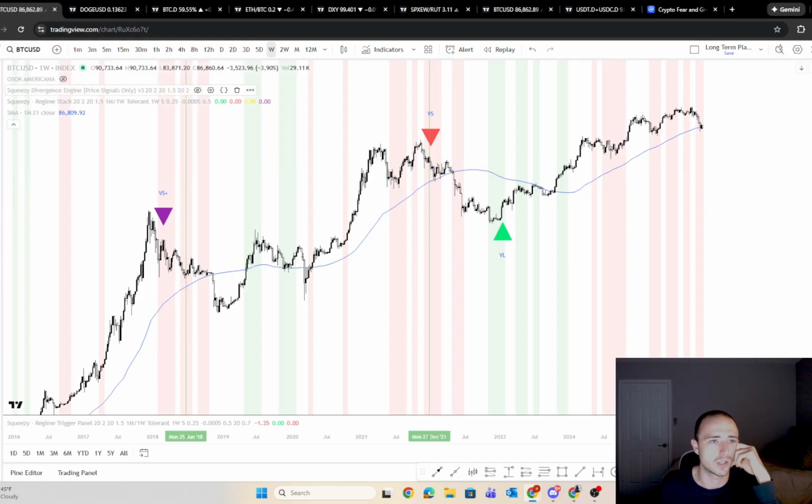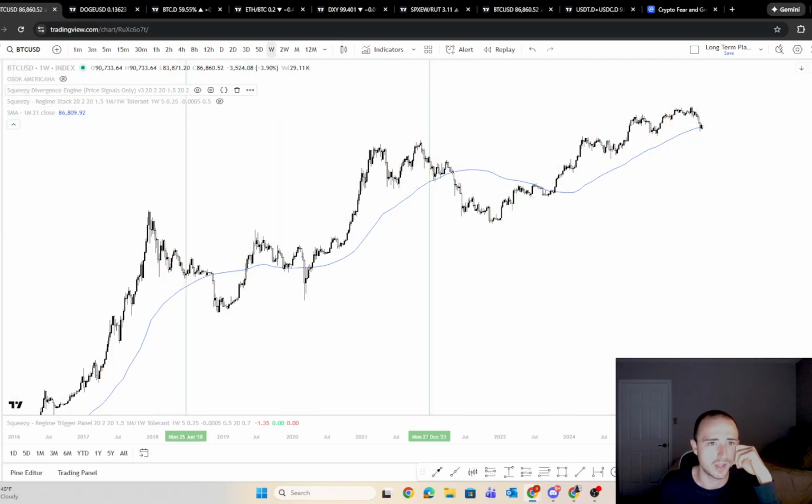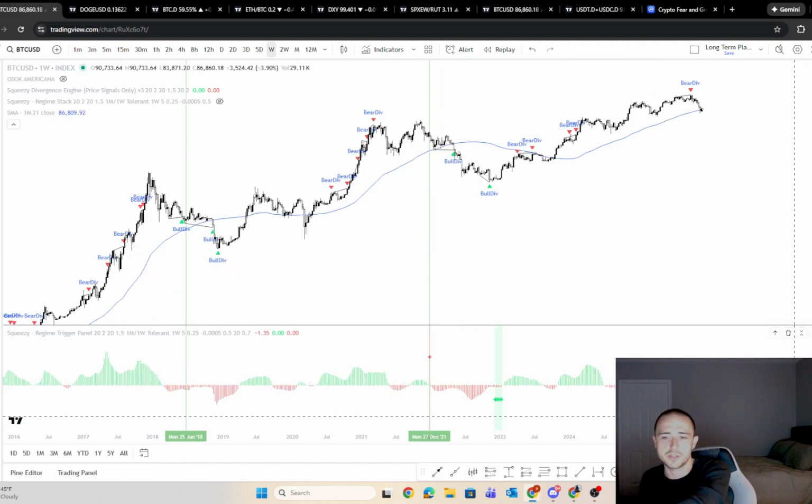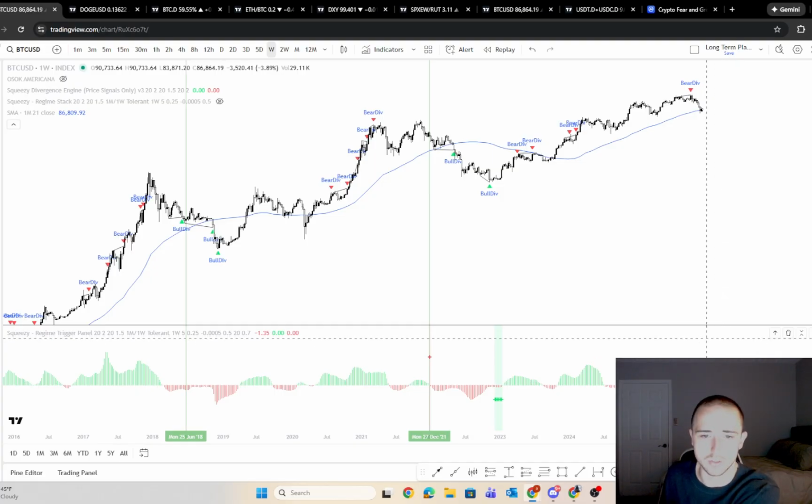All right, you guys bear with me a second. I'm going to take off this and add this. So all of these things actually work together. These are three separate indicators, but they pull from the same logic and they actually talk to each other.